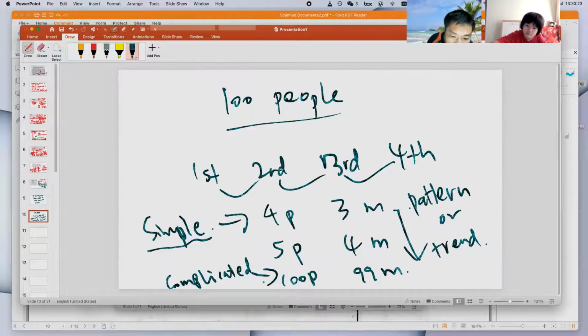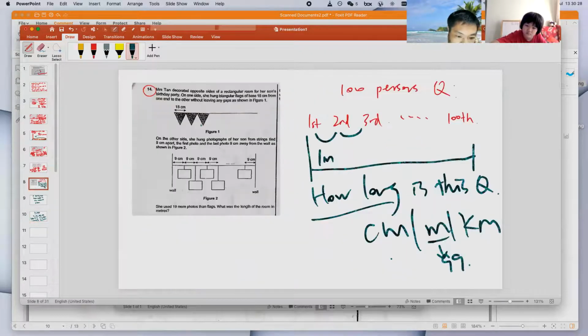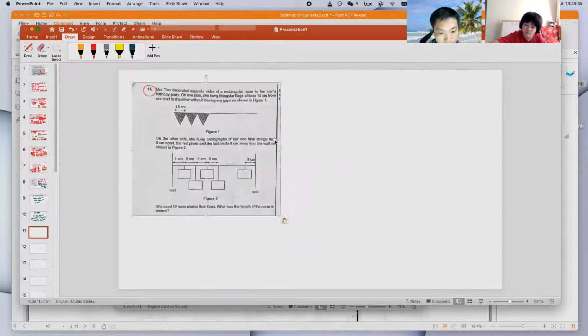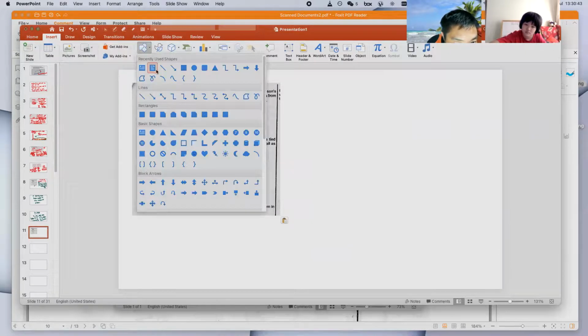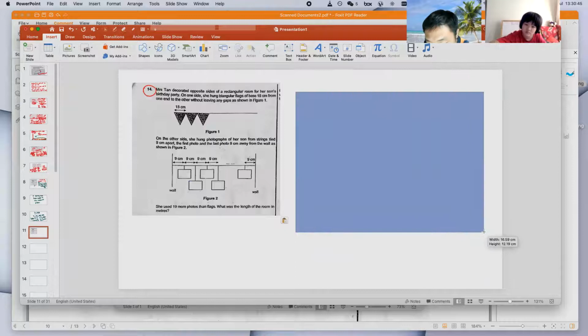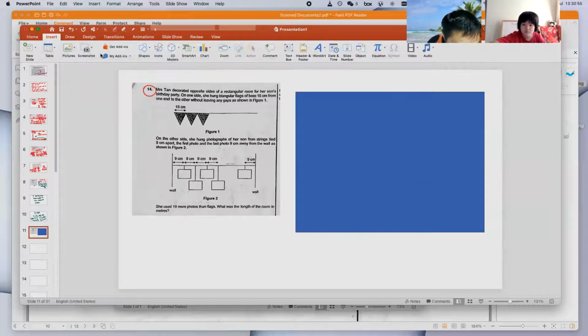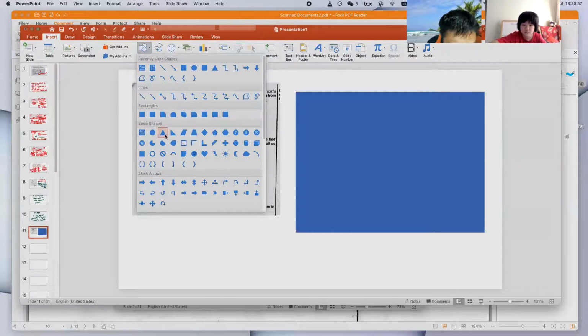So now let's use this simple method to solve complicated problem, which is the question on the left. Okay, so let me get to this blank page. What it says here is the measures time decorated opposite sides of a rectangle. So basically you have a wall. On one side, she hung a triangular flag of base 15 cm from one end to the other without leaving any gap. Yeah, so no gap.